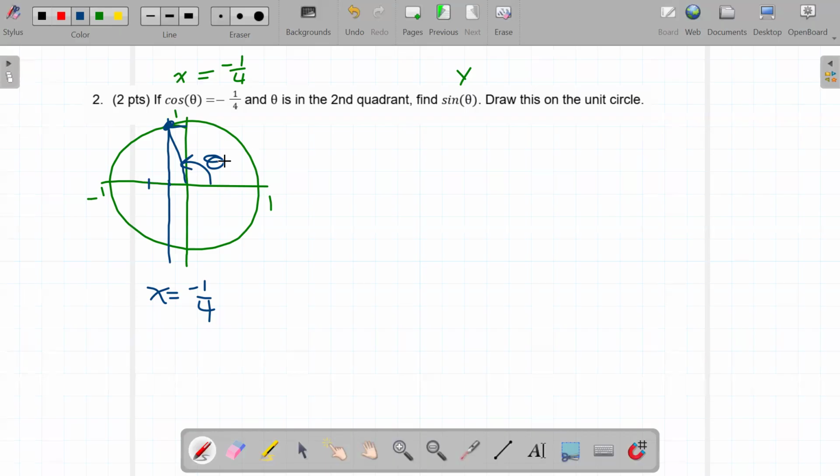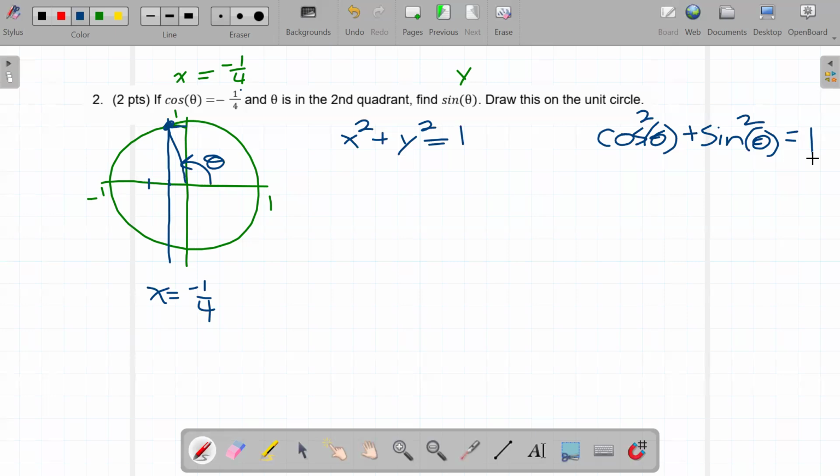And we know that either we can write it as x squared plus y squared equals 1. And we know what x is. Or I know some of you like to write cosine of theta squared plus sine of theta squared equals 1. And either way will give us the solution we desire. So I'm going to use the version with less ink.